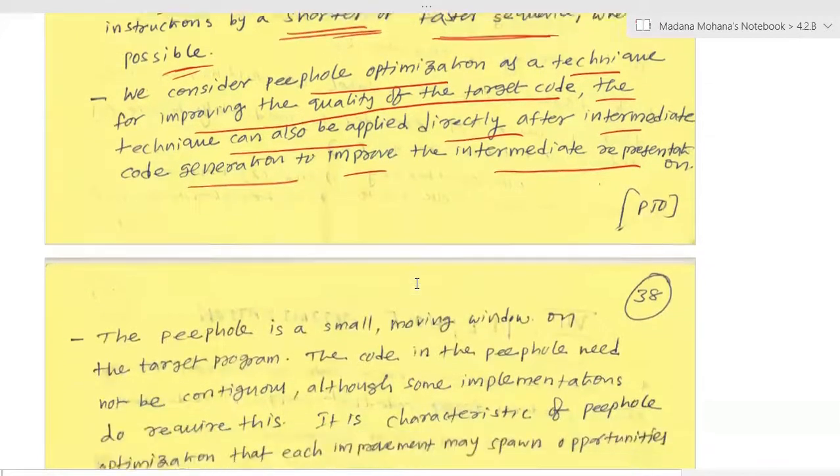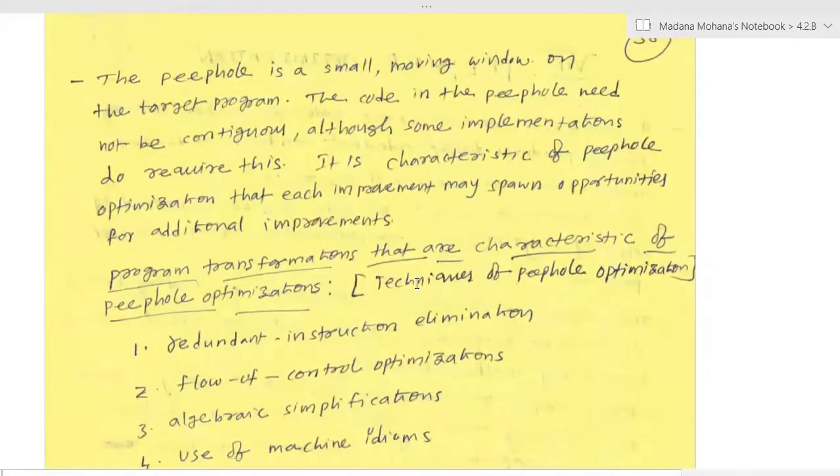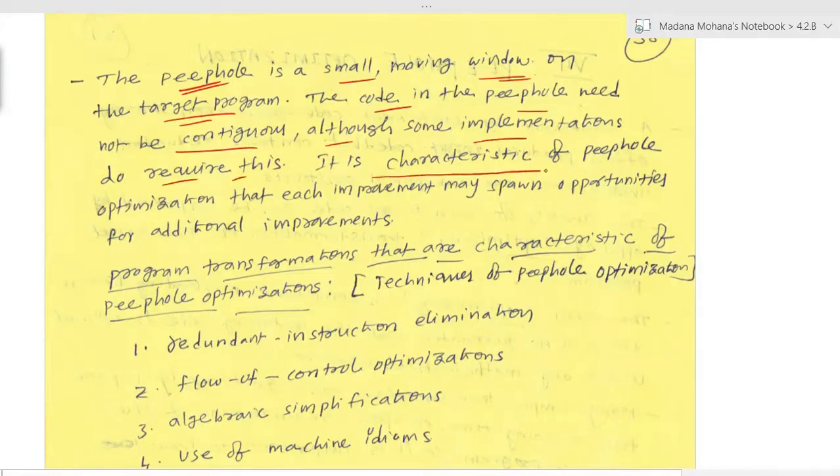That's why peephole optimization can also be applied directly to the intermediate code to optimize it. The peephole is a small moving window on the target program. The code in the peephole need not be contiguous, that means continuous, although some implementations do require this. It is the characteristic of peephole optimization that each improvement may spawn opportunities for additional improvement. This is the advantage of peephole optimization.